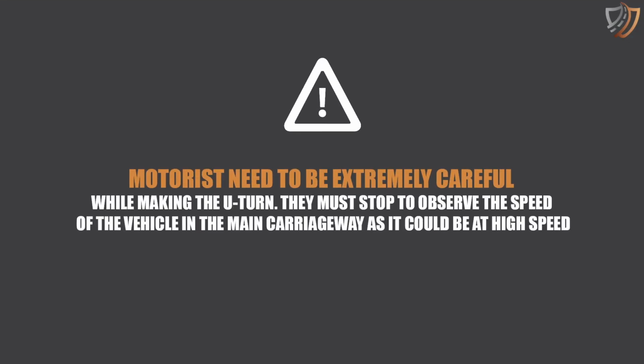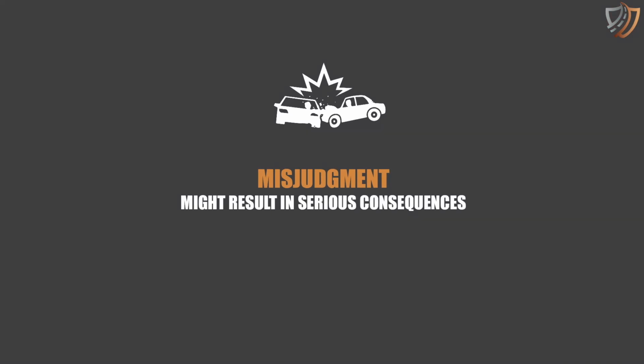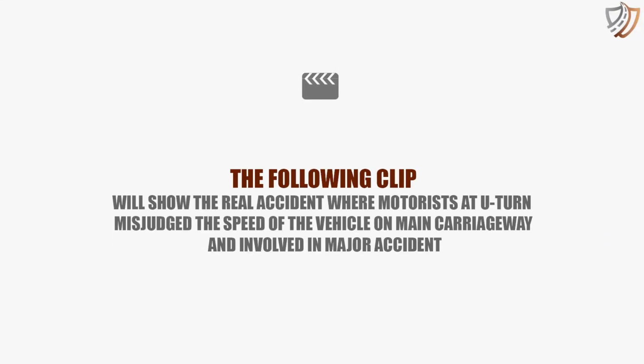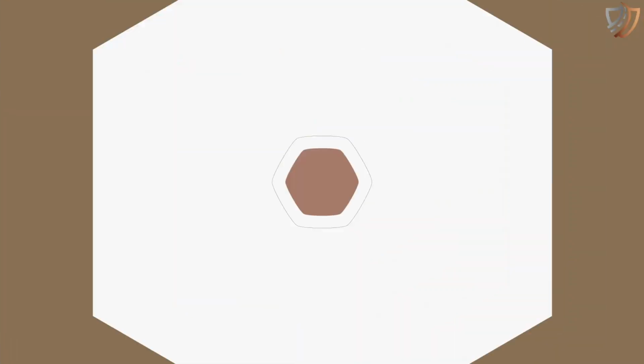Motorists need to be extremely careful while making the U-turn. They must stop to observe the speed of the vehicle in the main carriageway, as it could be at high speed. Misjudgment might result in serious consequences. The following clip will show the real accident where motorists at U-turn misjudged the speed of the vehicle on main carriageway and were involved in a major accident.